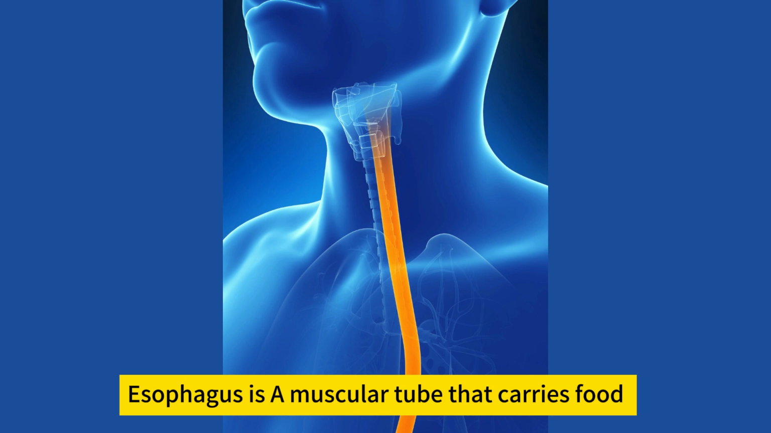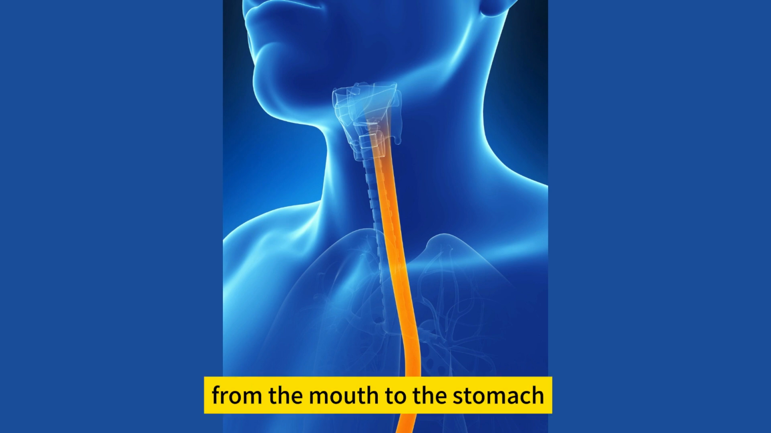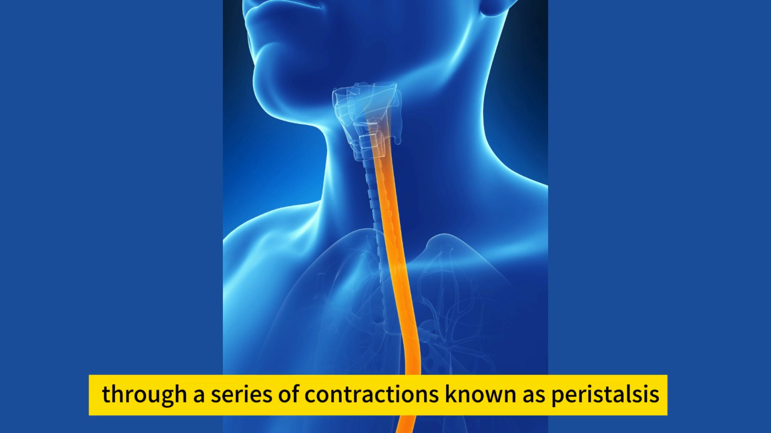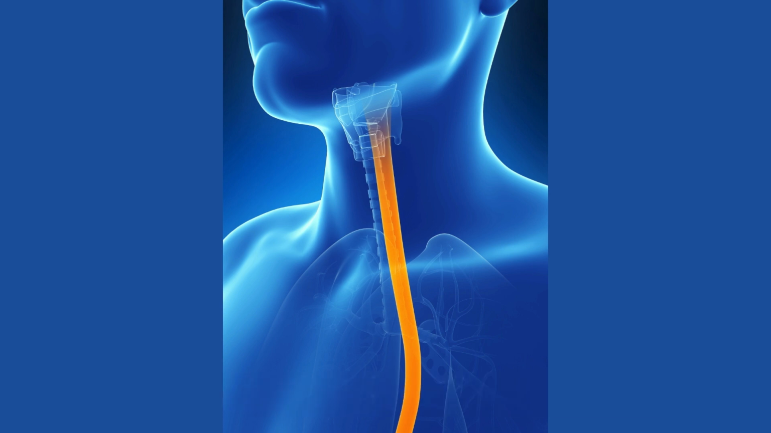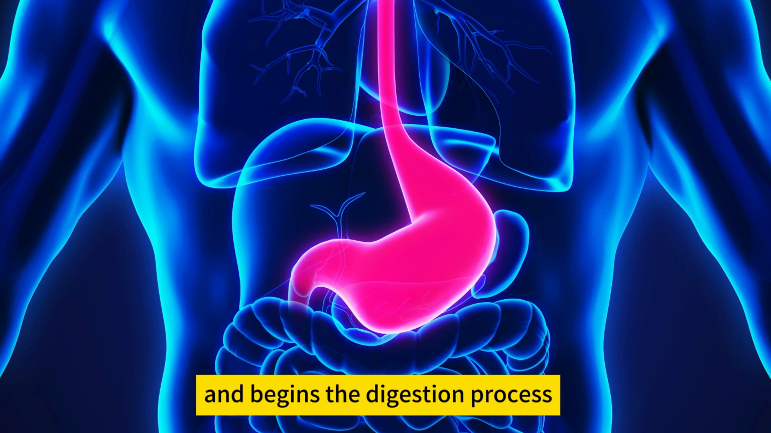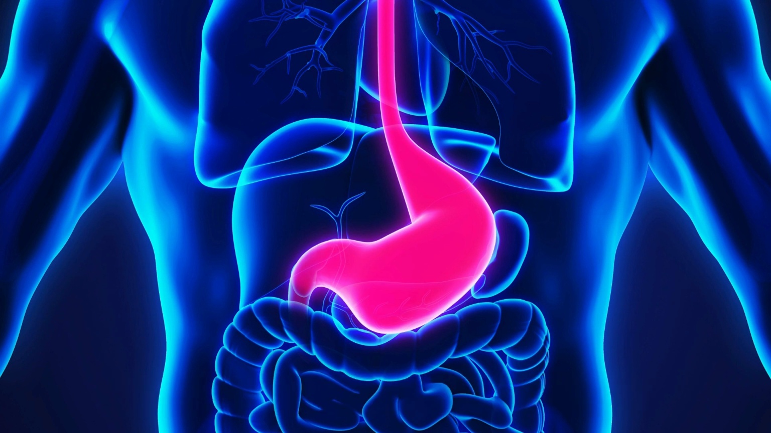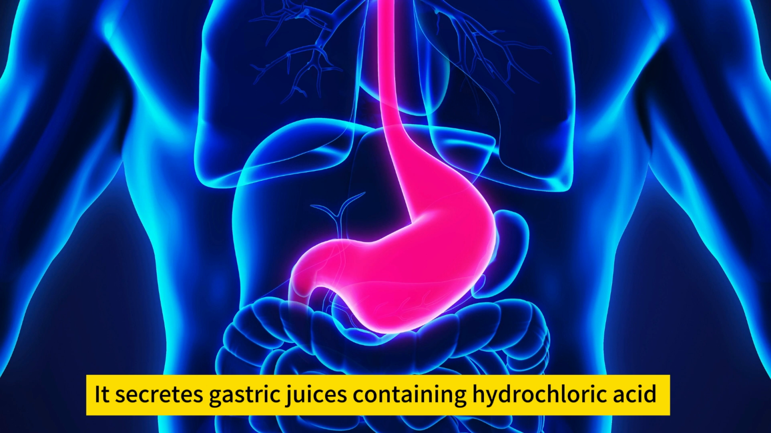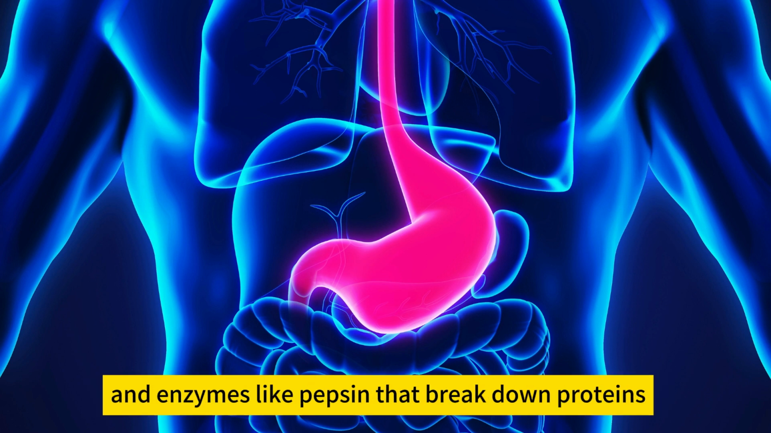Esophagus is a muscular tube that carries food from the mouth to the stomach through a series of contractions known as peristalsis. Stomach. The stomach is a muscular organ that stores food and begins the digestion process. It secretes gastric juices containing hydrochloric acid and enzymes like pepsin that break down proteins.